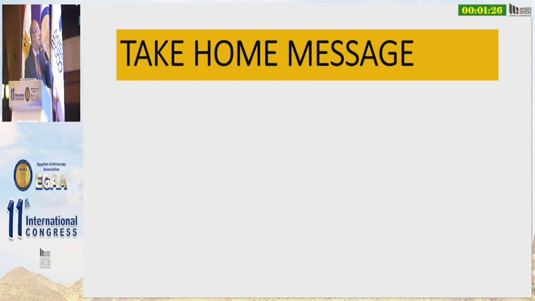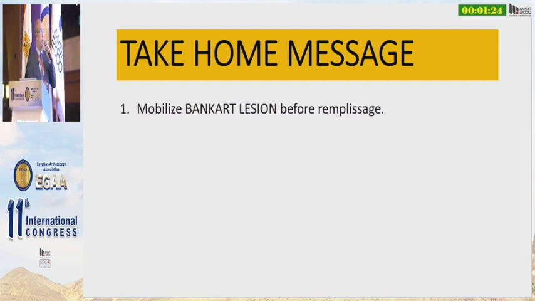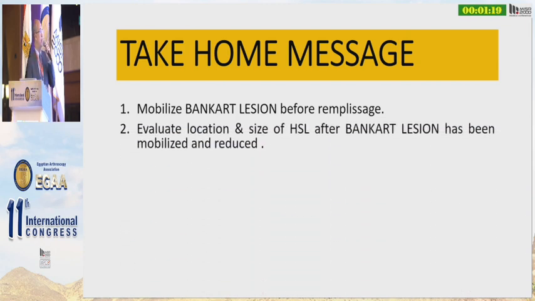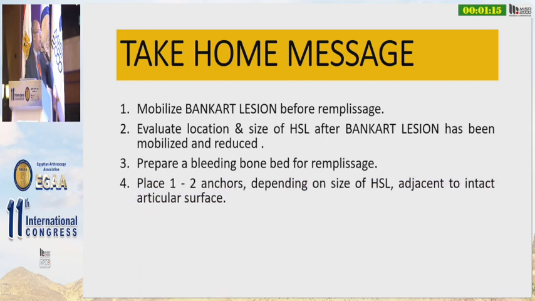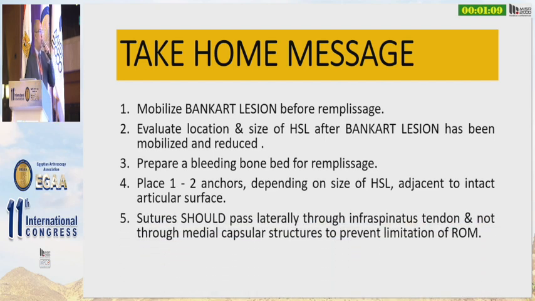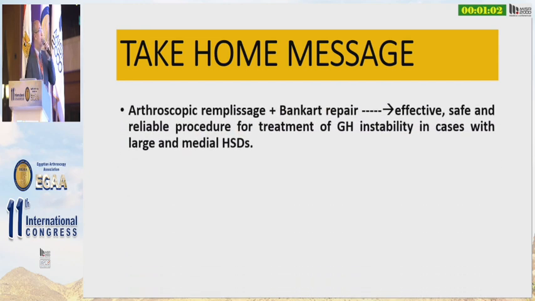So my take-home message: for a successful remplissage, you should mobilize the Bankart lesion before the remplissage, evaluate the location and size of the Hill-Sachs lesion, prepare a bleeding bed for the remplissage, place one or two anchors depending upon the size of the Hill-Sachs lesion, and sutures should pass laterally through the infraspinatus and not through the medial capsular structures.